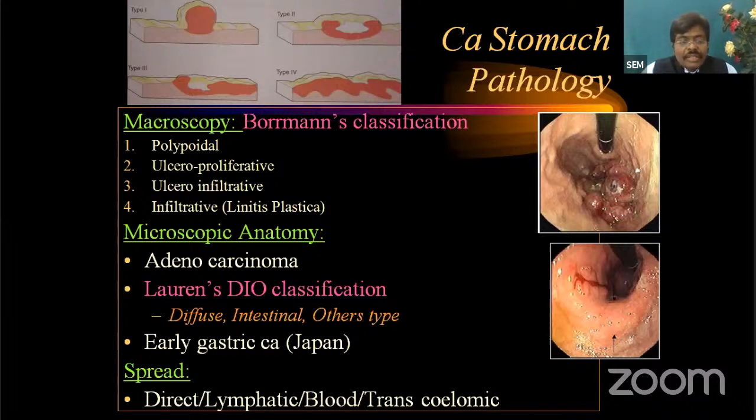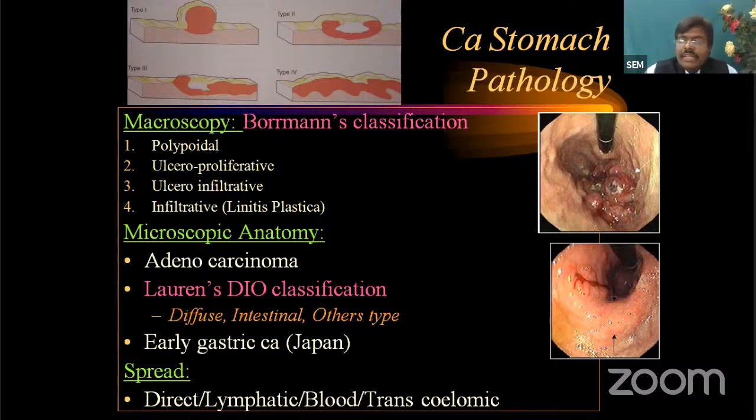Okay. Then there is a special classification as far as CA stomach is concerned. Probably you might have read it in your pathology class. That is the Lauren DIO classification. DIO stands for diffuse, intestinal, others type. Out of them, the intestinal type usually has a better prognosis, while the diffuse type like linitis plastica is poorly differentiated, a poor prognosis. In our country, for example, we see more of the diffuse type. That's why we say it is all advanced cancer in our country.